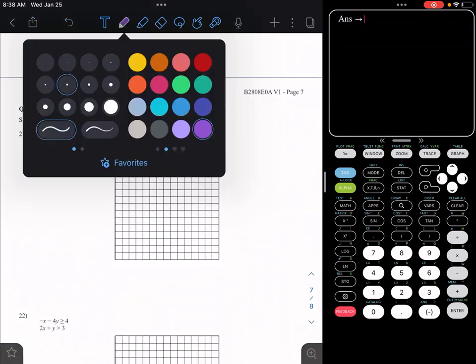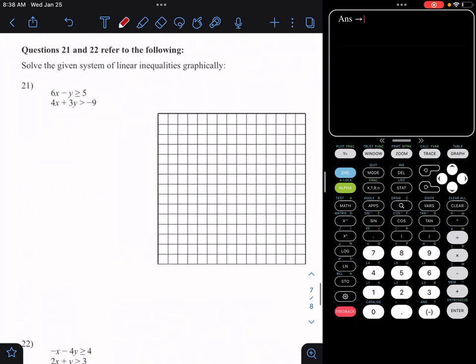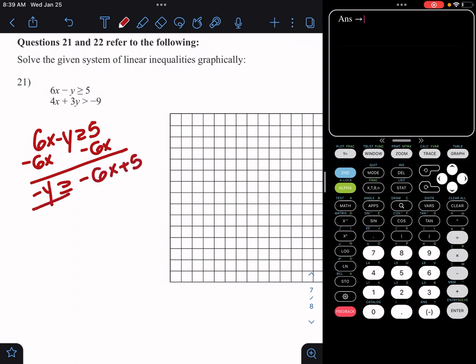Alright, number 20. Solve the given systems of linear inequalities graphically. Alright, first one, let's rearrange this. 6x minus y is greater than or equal to 5. Subtract 6x, subtract 6x. We get negative y is greater than or equal to negative 6x plus 5. And now to get rid of the negative 1, we're going to divide each number by negative 1. We get y is less than or equal to 6x minus 5. If you notice, I flipped the inequality symbol since I was dividing by a negative number.